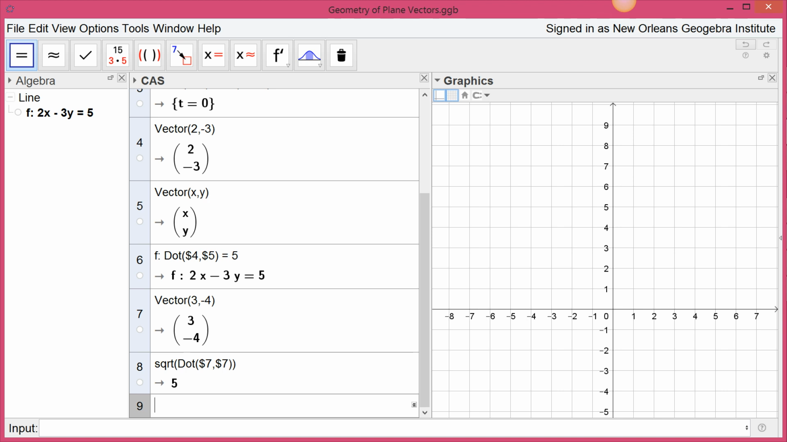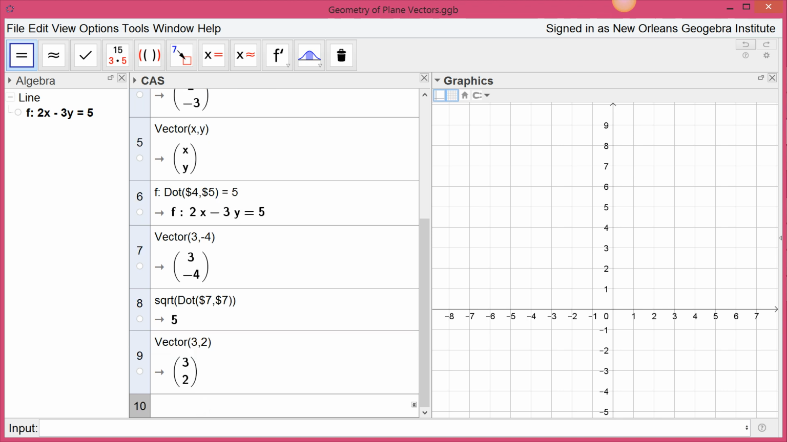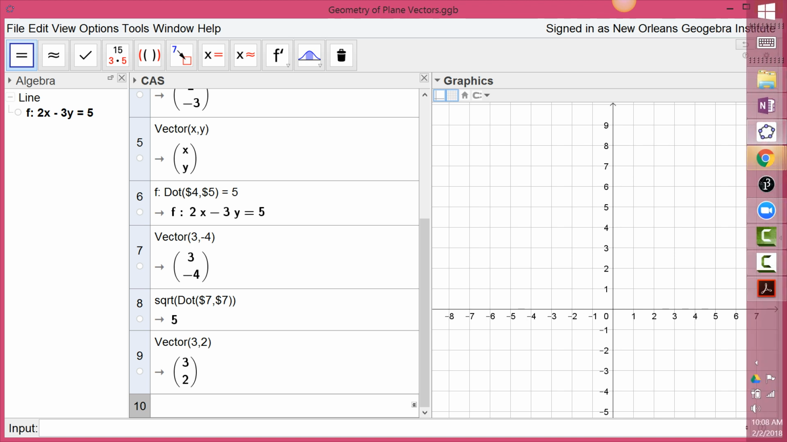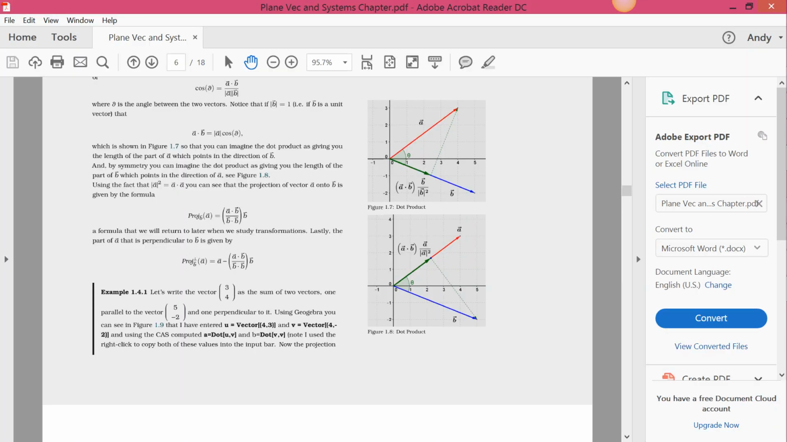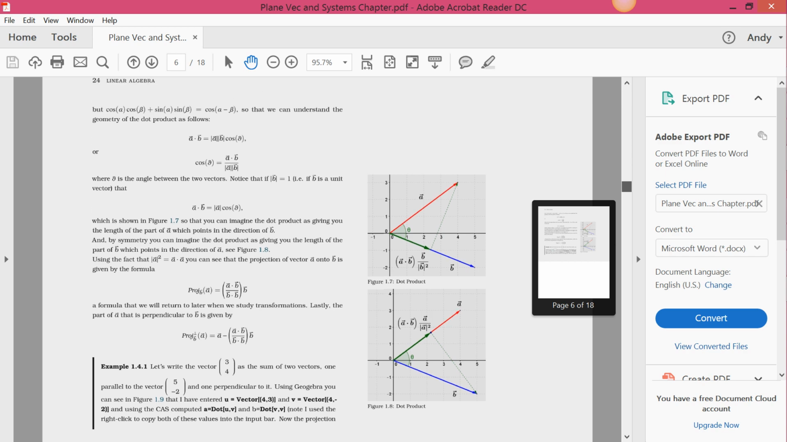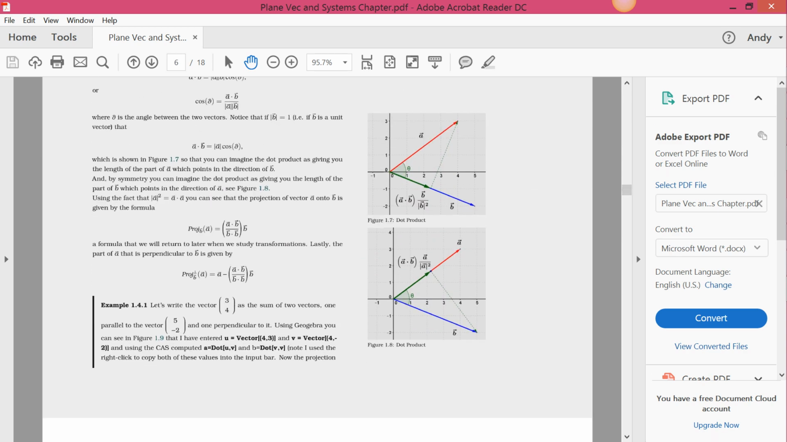Finally, we have to find the projection of the vector (3, -4) onto the vector, and I'm going to go ahead and type it, the vector (3, 2). So I want to see what part of this vector lies in the same direction as the vector (3, 2). I just want to make sure we're all on the same page with this work. If you're reading along in the textbook or in the text resource, I'm talking about using the formula here on page 23, projection of A onto B. It's A dot B divided by B dot B times B.